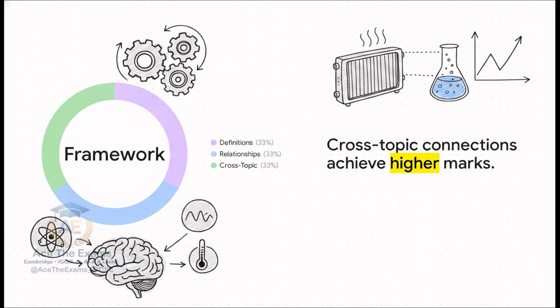Look at that third slice, cross-topic connections. Principal examiner reports constantly highlight that candidates who reference cross-topic connections achieve significantly higher marks. It's your secret weapon. Let's take the car radiator example again. A standard average student will only talk about thermal transfer, but an exceptional A-star student, they will connect the car radiator's large surface area to the rate of radiation. They might even link it back to the specific heat capacity of the actual coolant fluid used inside the radiator.